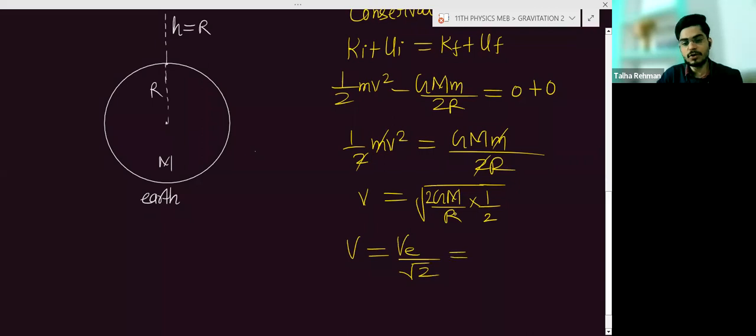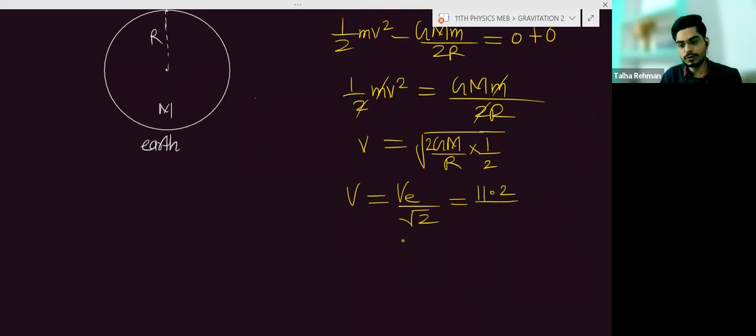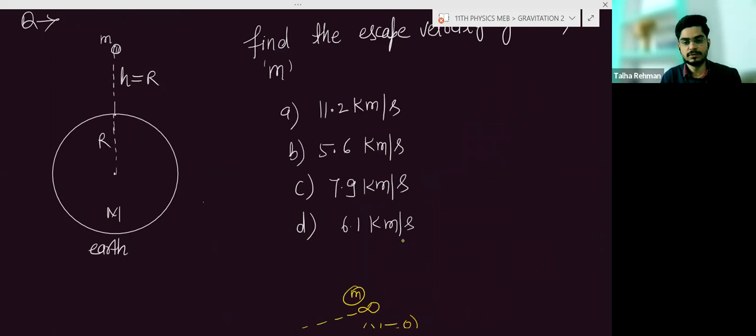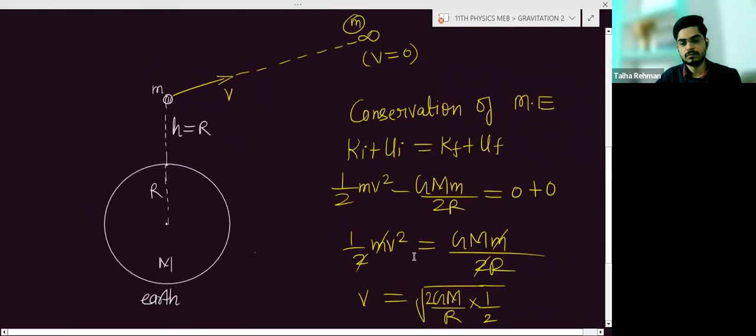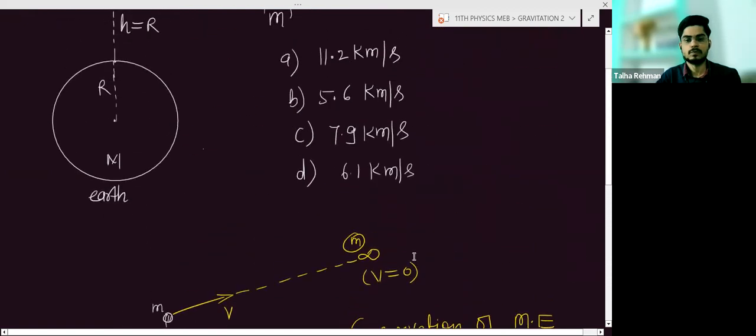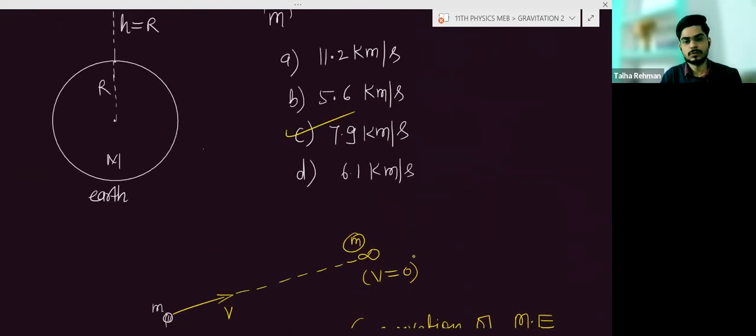So what is this value for the earth? 11.2 divided by root 2. The value of root 2 is 1.414. So you will get approximately 7.9 kilometer per second, and this option is correct.